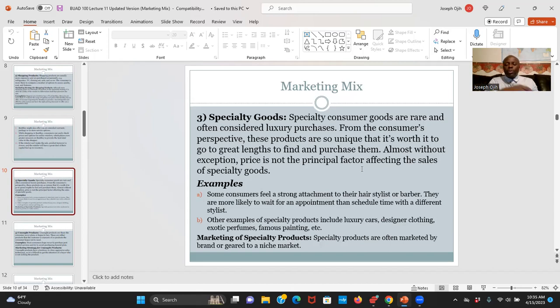Now, other examples of specialty goods, we have things like designer clothing, luxury cars like Ferrari, exotic cologne like Gucci, Versace, stuff like that. So how do we market them? Well, the best way to market them is by branding, or geared toward a niche market. So either through branding or marketing to a niche market.